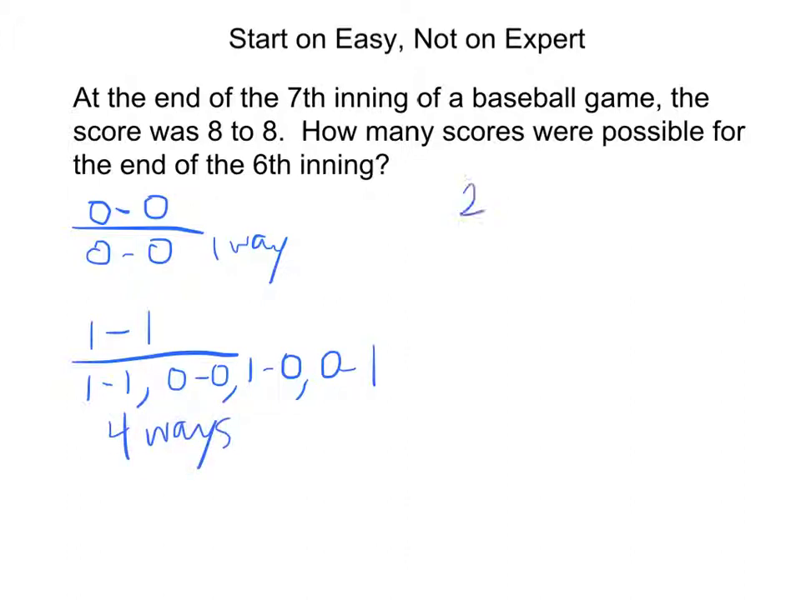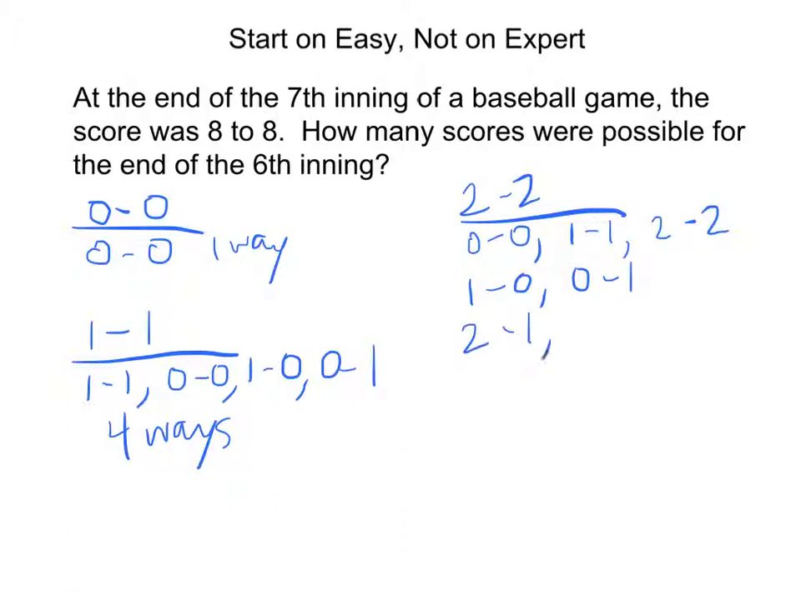All right, what about a 2-2 game? Well, we've still got 0-0, 1-1, 2-2. There's some of our ties. We could have 1-0 or 0-1 again. We've seen those before. We could have 2-1 or 1-2. We could have 2-0 or 0-2. So we've got 1, 2, 3, 4, 5, 6, 7, 8, 9 ways.